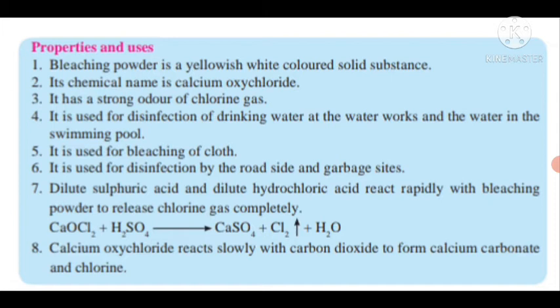Number 7. Dilute sulfuric acid and dilute hydrochloric acid react rapidly with bleaching powder to release chlorine gas completely. We can see the chemical reaction here. When bleaching powder CaOCl2 reacts with H2SO4, we get CaSO4, this is calcium sulfate, plus chlorine gas is given out plus H2O. And number 8, calcium oxychloride reacts slowly with carbon dioxide gas to form calcium carbonate and chlorine gas.